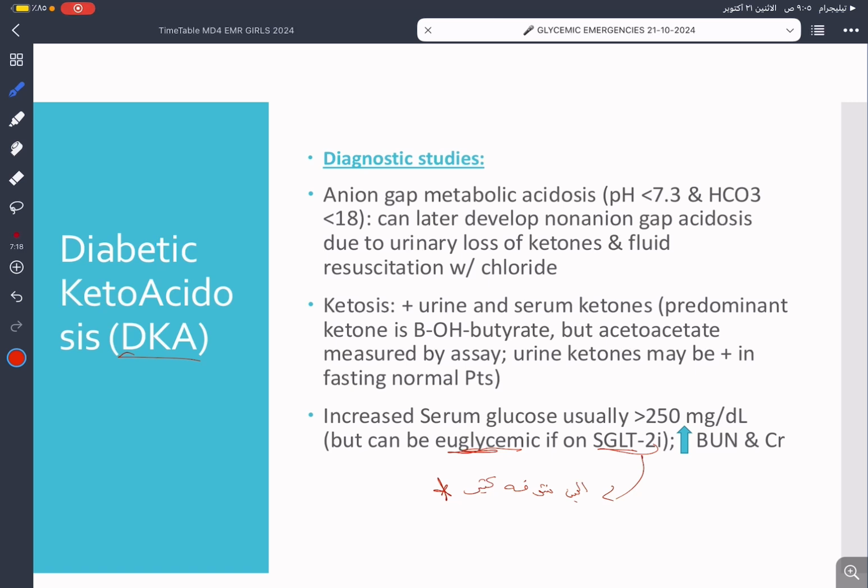Sometimes you will see it in the ER or in medicine or whatever subspecialty you have, when a patient with DKA at one point we give them dextrose-containing fluid and insulin at the same time because we are targeting normalizing the anion gap. Is that clear?